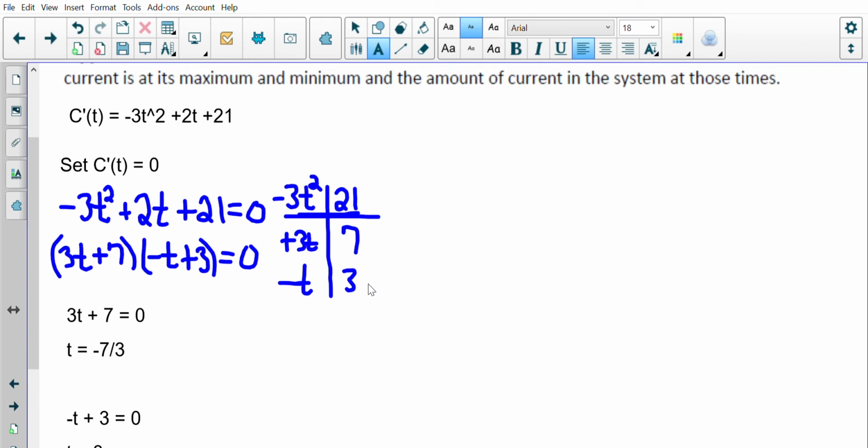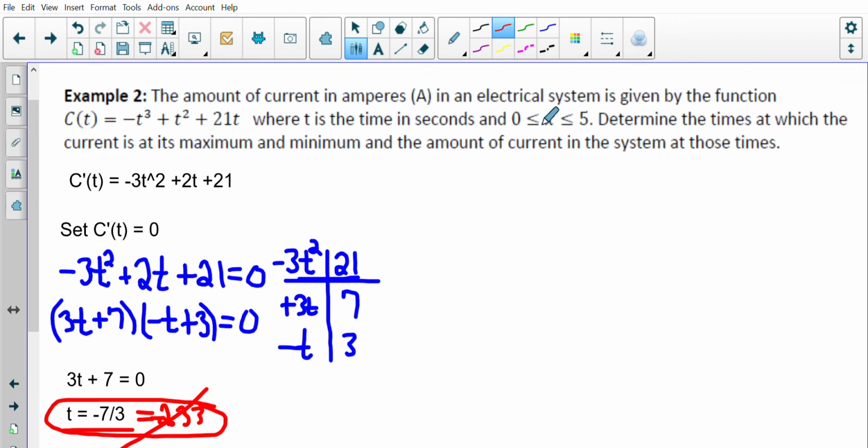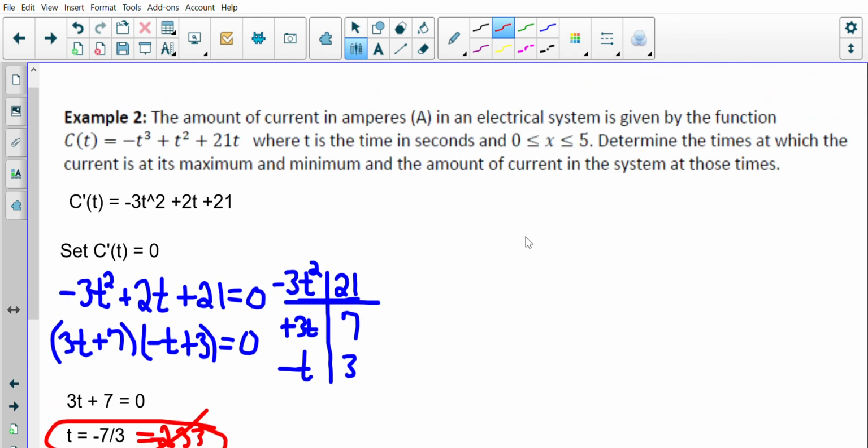Now here's a situation. The reason I have this one, negative 7 over 3, is that's like negative 2.33, and I can cross this out. This is not in the interval. Our interval is from 0 to 5. We don't even have negative time, and so I'm only going to check 3 points. I'm going to check t equals 3, 0, and 5.